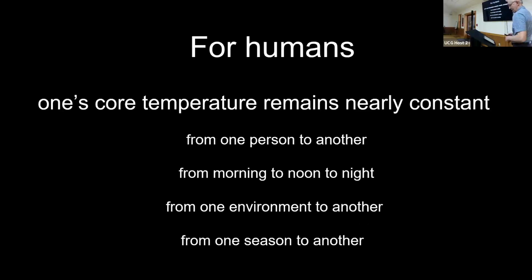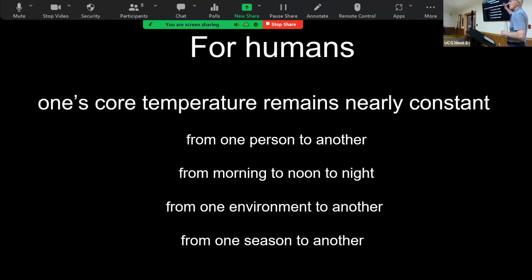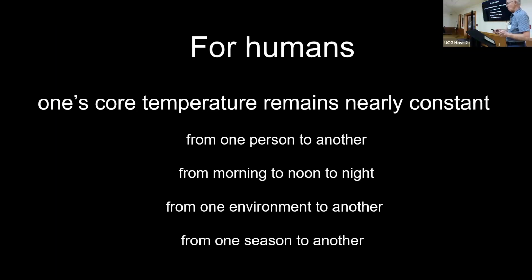Now, it's easy to determine a fever in a human because we all have the same temperature. One person to another, from morning to noon to night, doesn't matter the time of day, we have basically the same core temperature in our bodies. No matter what environment we're living in, if we're in a jungle in Costa Rica or off the coast of Alaska, our body temperature is going to be the same. And also from one season to another, whether it's summer or winter, our core temperature is very much the same.